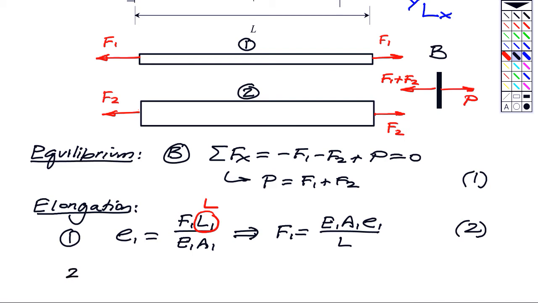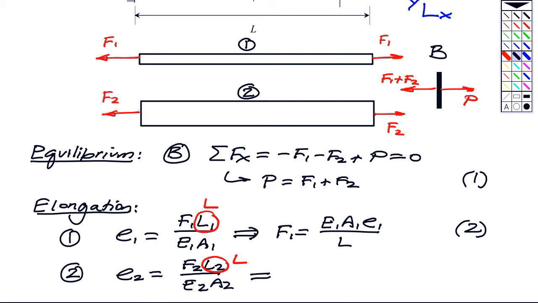And then for the tube, the elongation equation, very similar looking thing. So it's going to be F2 L2 divided by E2 A2. Again, the rod and the tube have the same length. So this gives us that F2 is equal to the Young's modulus for the brass, the cross-sectional area of the tube, the elongation for the tube, divided by L. So that is my third equation.